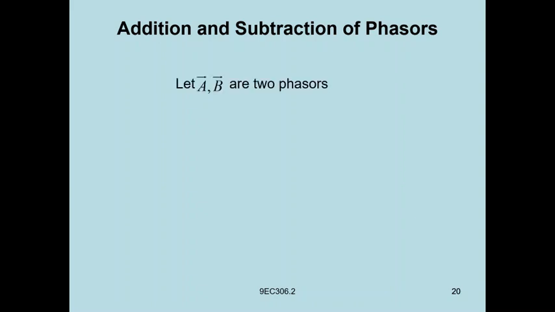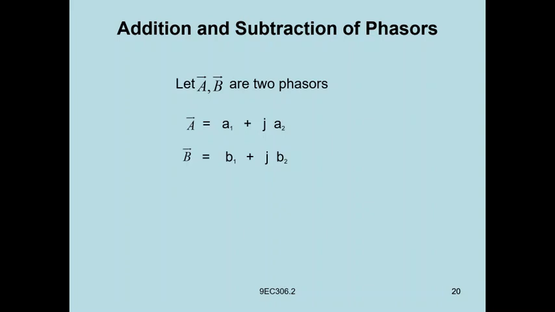So, let A and B be two phasors. A is equal to A1 plus jA2, and B is equal to B1 plus jB2. So, how do we add A and B? In this addition, the real parts will be added and the imaginary parts will be added.